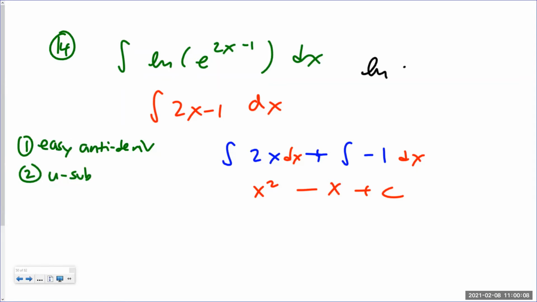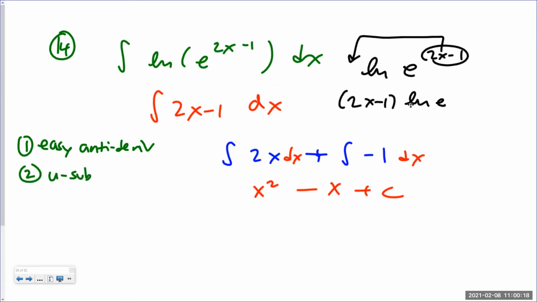Remember, if you have ln of anything raised to a power, can't you take this power and move it to the front of the ln? So that's the same thing as 2x minus 1 times ln of e. But what's ln of e? 1. Does that make sense? So 2x minus 1. Same reason.